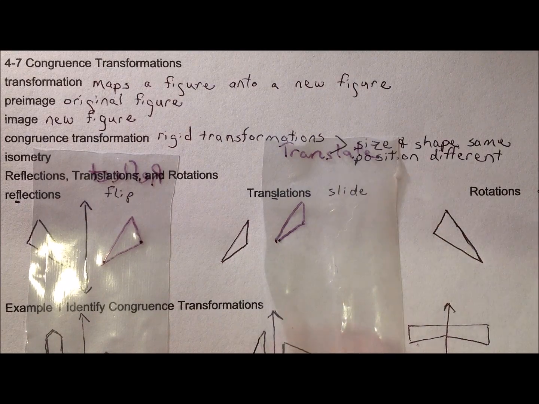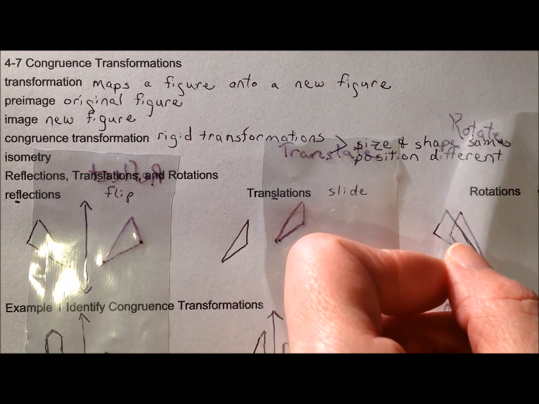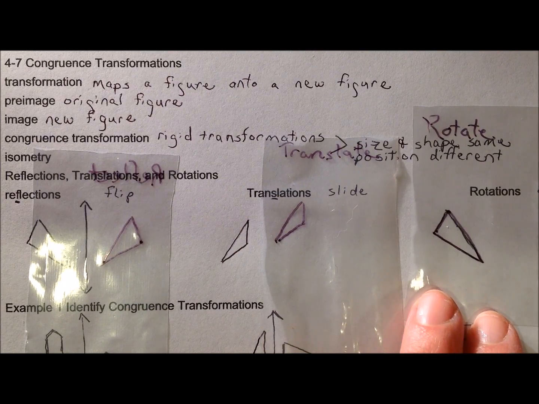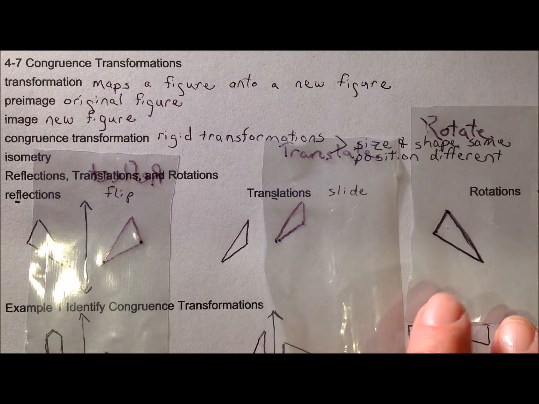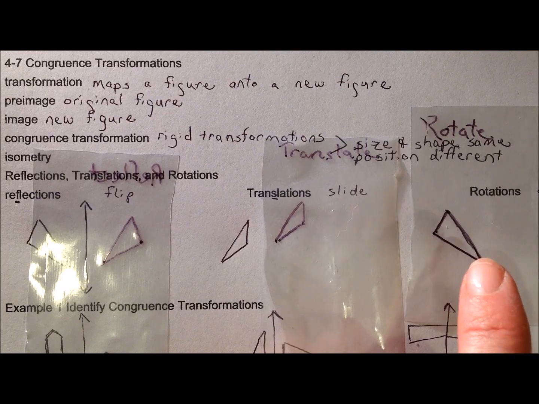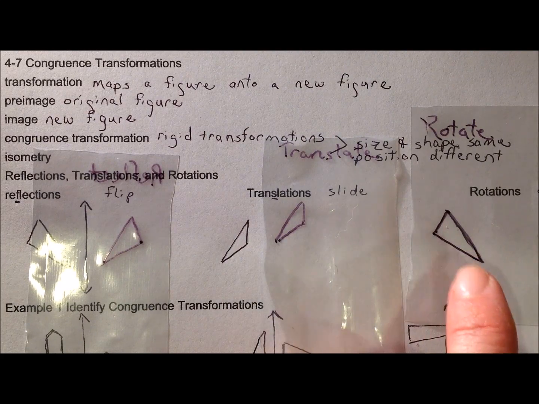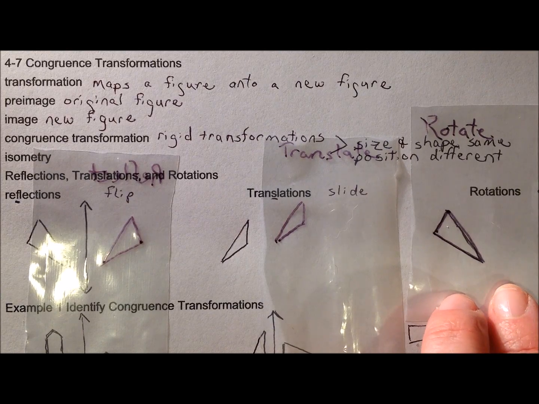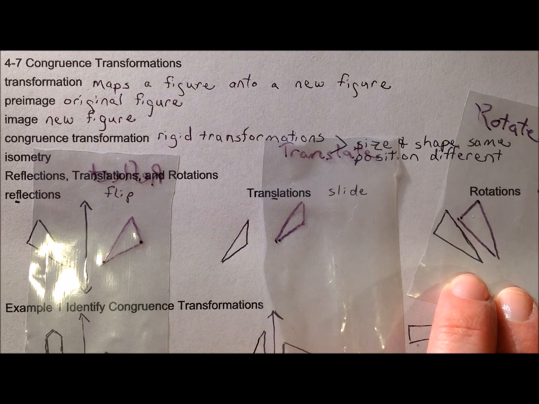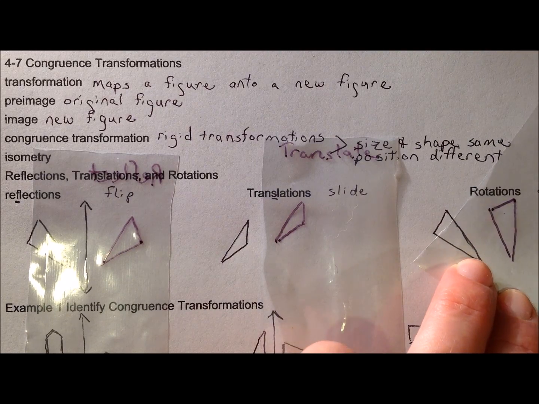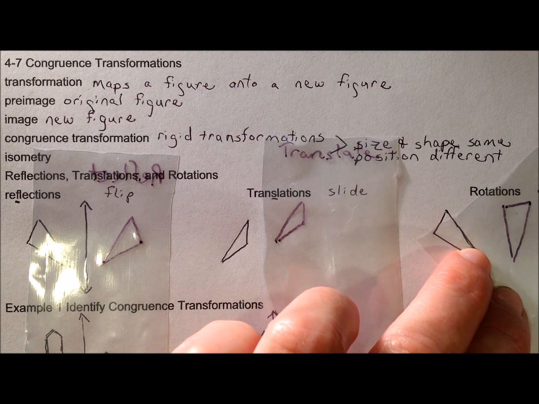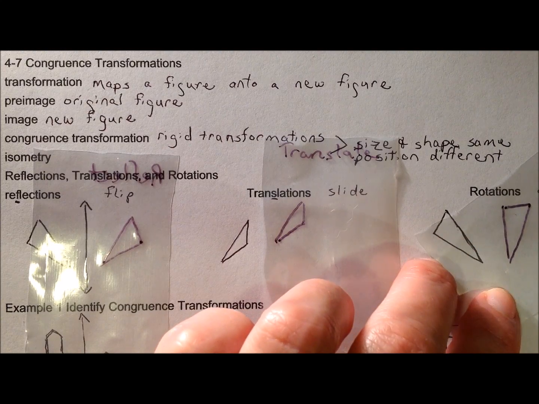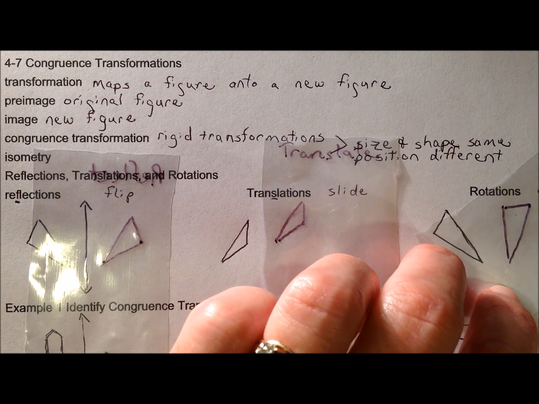Lastly, we have a rotation. So I have my triangle here that's the same size. My image I copied onto this little piece of clear paper here. And so now if I rotate my figure, I have my image. And I arrived at that by rotating it.